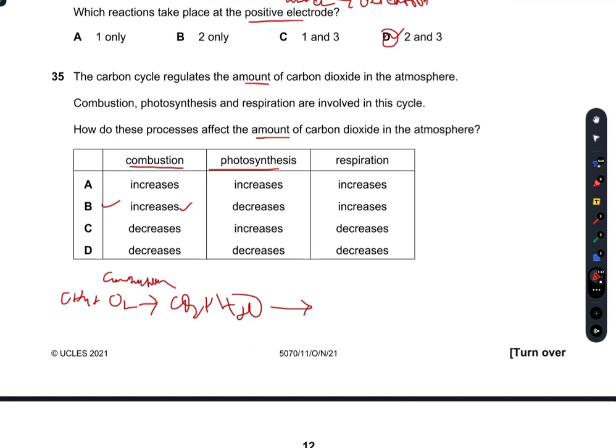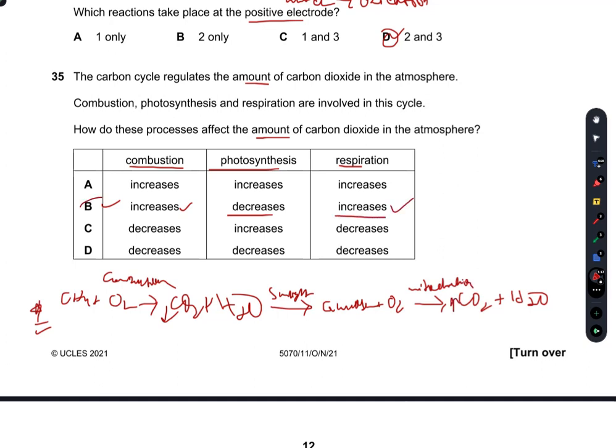CO2 plus water combine to form glucose and oxygen in the presence of sunlight. So photosynthesis decreases the CO2. Whereas respiration is the breakdown of glucose to produce CO2 and water. Suppose this is a chain reaction, but it is not. I'm just doing this for ease of understanding. So glucose plus oxygen within the mitochondrion, CO2 is produced and it is added, so it increases. So B is your right answer.